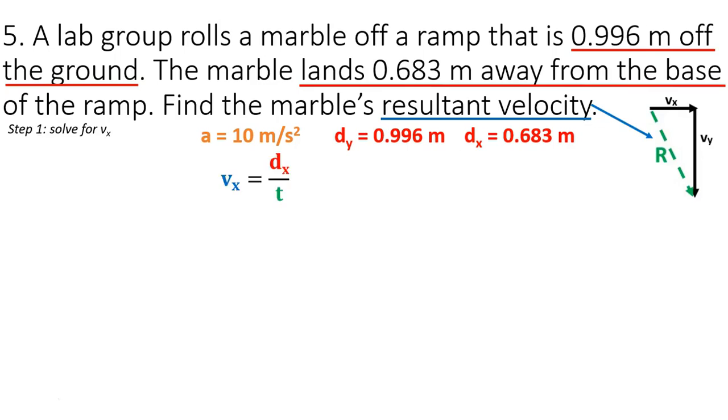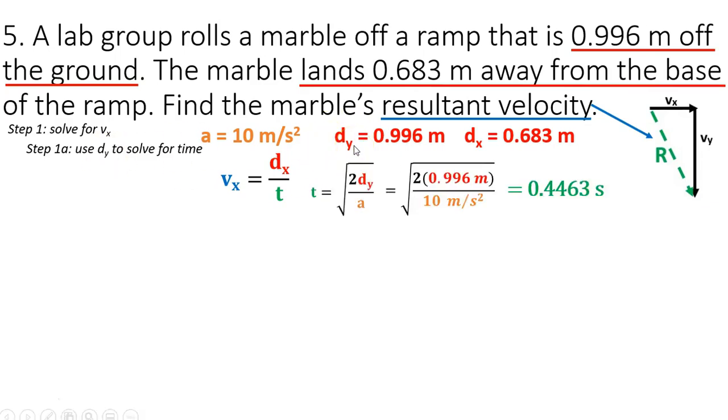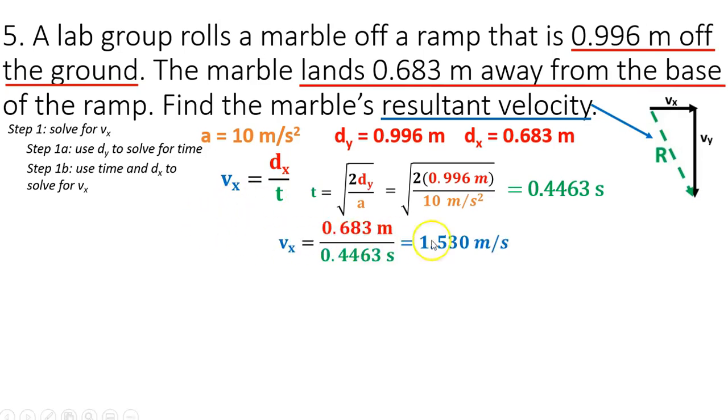We know our equation for Vx is dx divided by t. We don't have time, so we need to solve for time. And we're going to use our dy measurement to do that. Square root of 2 dy over a gives us a time of 0.4463 seconds. When we plug that into our equation here, using time and dx to solve for Vx, we get a horizontal velocity of 1.530 meters per second. That's this top leg right here. But we still don't have the second one.